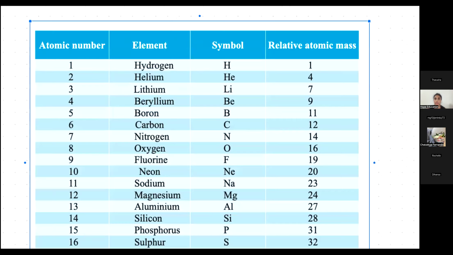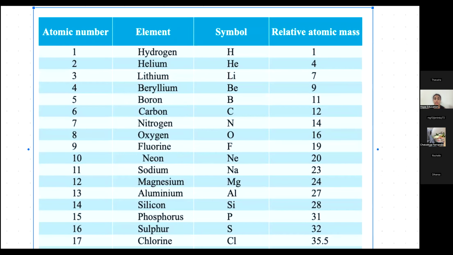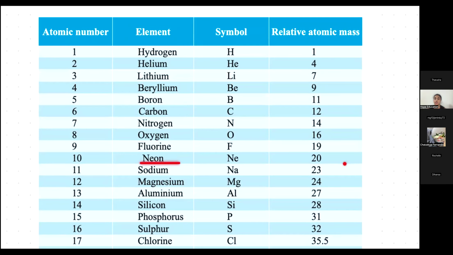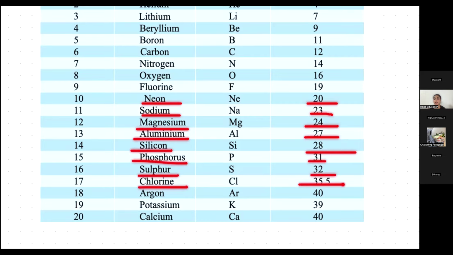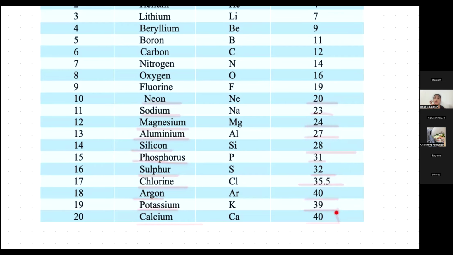Neon, it's 20. Sodium, it's 23. Magnesium, it's 24. Aluminium, it's 27. Silicon, it's 28. Phosphorus, 31. Sulfur, 32. Chlorine, 35.5. Argon, 40. Potassium, 39. Calcium, 40. So these are all the relative atomic masses of the first 20 elements.